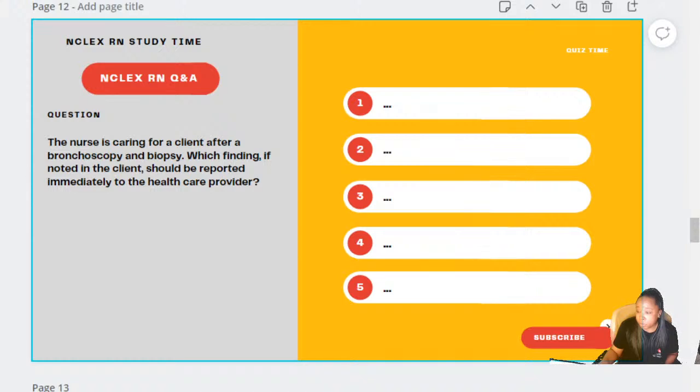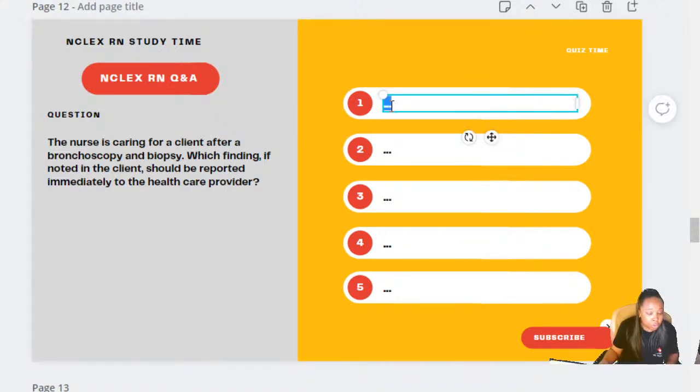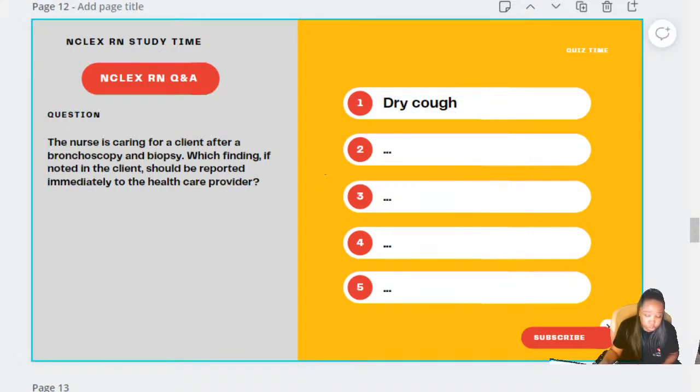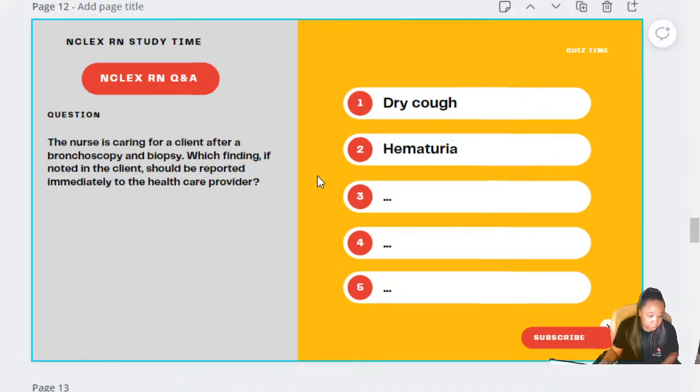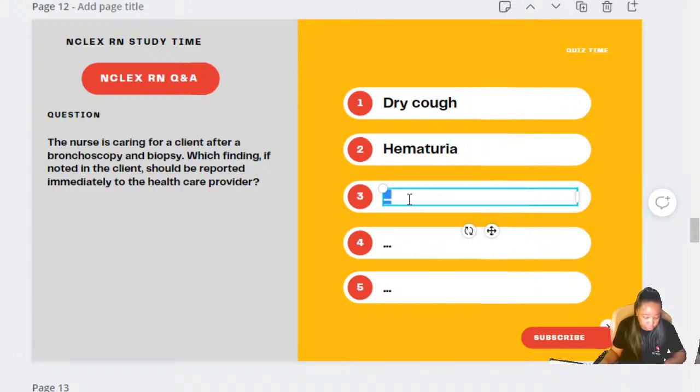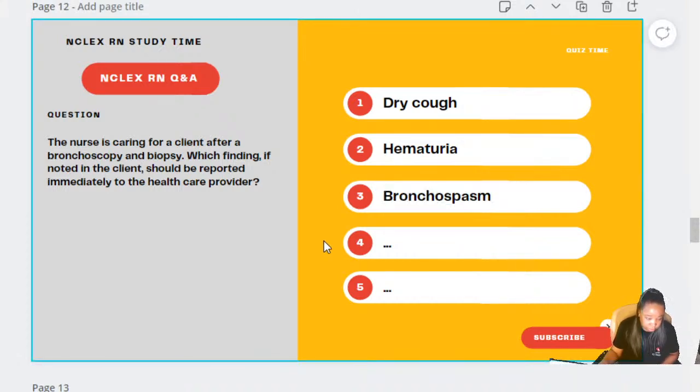Okay? The first answer says dry cough. Will you report a dry cough to the doctor for a post bronchoscopy patient? What about hematuria? Hematuria is mostly blood in the urine. Will you report that? Does that really have to do something with the bronchoscopy? Do you think it's an emergency situation?